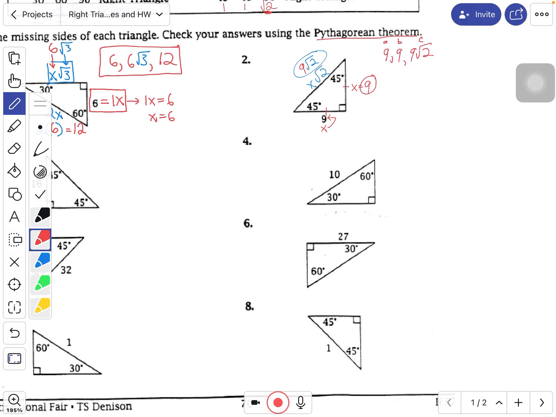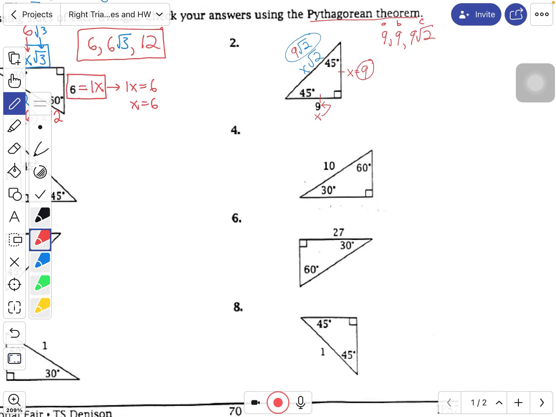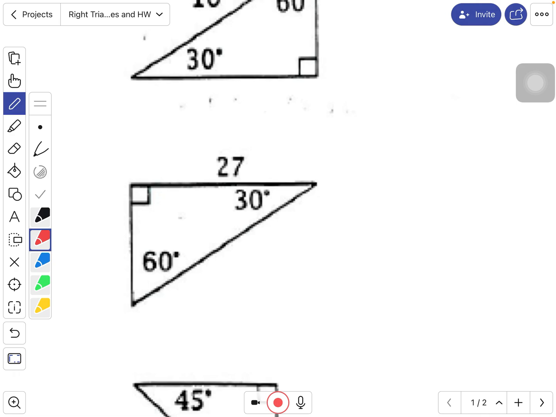All right, let's dive into one that's a little bit harder. I'm going to go ahead and solve number 6. Number 6, once again, is a 30, 60, 90 triangle. I would go ahead and set up in step 2, after I identify which of the triangles I'm looking at, is to label the sides with the correct ratios.